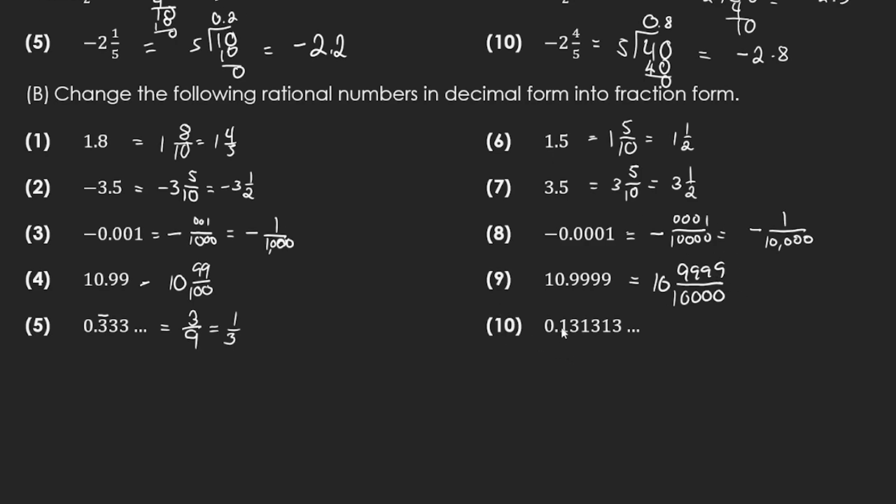Number 10. We have a repeating 2 numbers here, which is 1, 3, 1, 3, 1, 3. So we're going to get that 1, 3. How many? There's 2. So 13 over 99. And I believe that's already the lowest term. That's it. End.